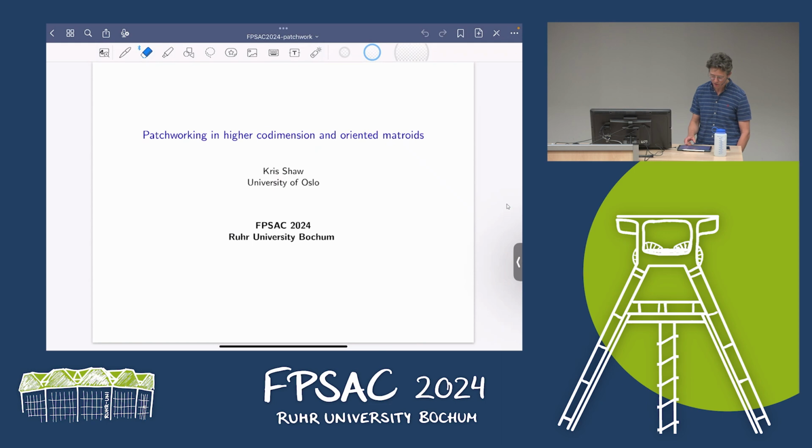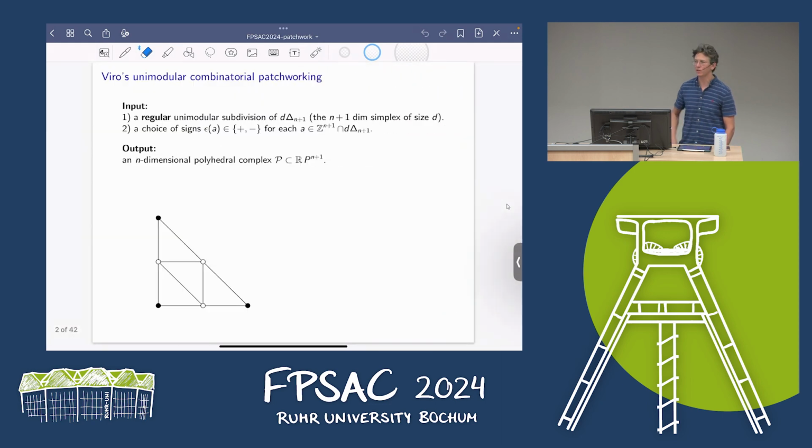and call this patchworking in higher codimension. So to begin, I want to give a little bit of a background introduction to what this patchworking of Oleg Viro is. This also came up in the very beginning of Josephine's talk. It dates back to the 1980s, and it's a combinatorial method for constructing algebraic varieties up to topology. So I'm going to give the combinatorial side first and then get into the algebraic geometry theorem.